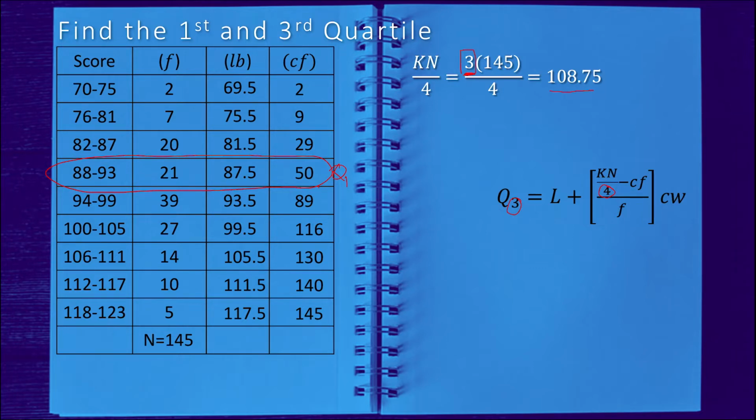108.75. Now, saan kaya nakabilong dito sa ating frequency distribution table yung 108.75? Again, titingin po kayo dito sa cumulative frequency. Saan po kaya siya dyan belong? Sa 2, hindi. Sa 9, hindi. Sa 29, hindi. Sa 50, hindi din. Sa 89, hindi. And then, belong siya dito sa 116. That is quartile 3.